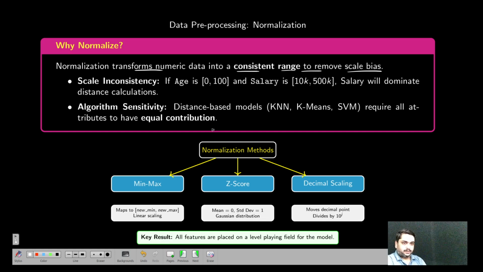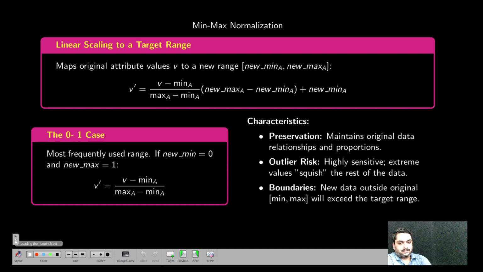So for data pre-processing, three techniques we use: min max normalization, Z-score, and then decimal scaling. The concepts are very simple. Let us see with a formula and example.